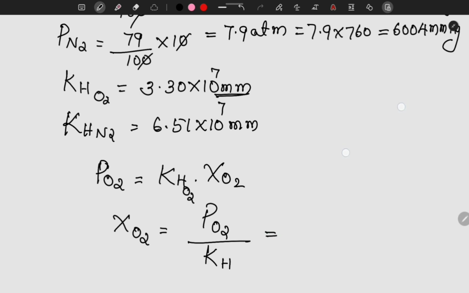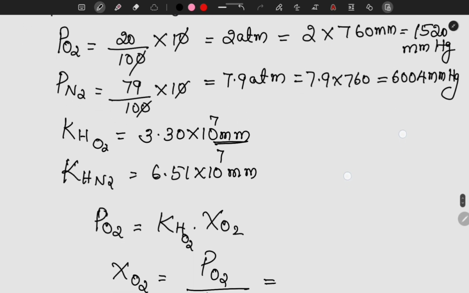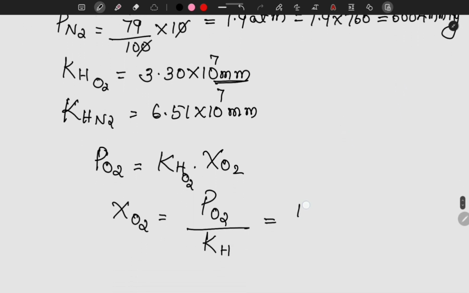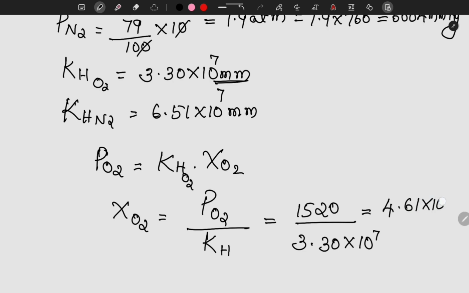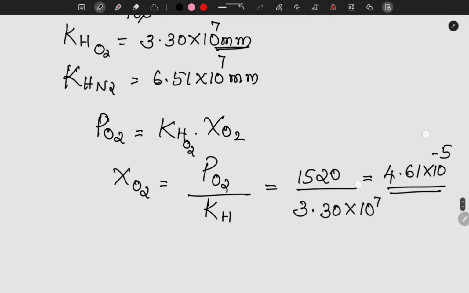Here the partial pressure of oxygen we got as 1520, and kH we got as 3.30, it is given in the question, into 10 raised to 7. So when we simplify, we will get 4.61 into 10 raised to minus 5. Mole fraction has no unit.